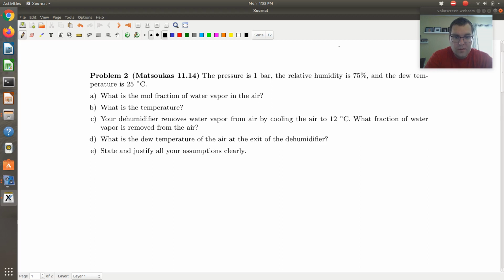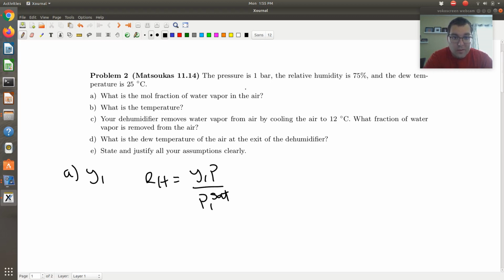And then it looks like we have more of a mass balance problem, right? So let's look at A first. In A, we're asked to calculate Y1. And if I were just to think about relative humidity, my relative humidity, RH, is going to be Y1P over P1 sat.